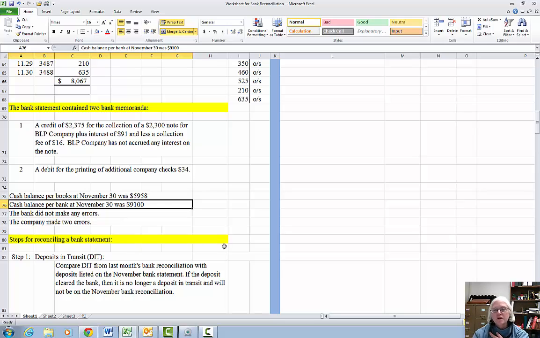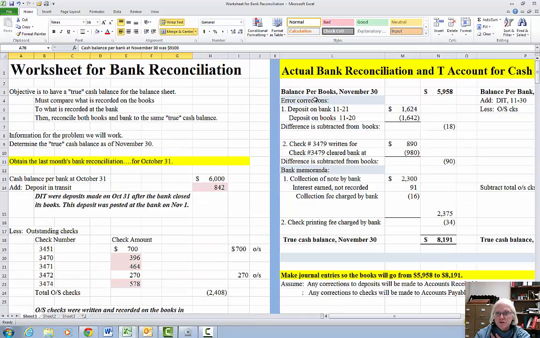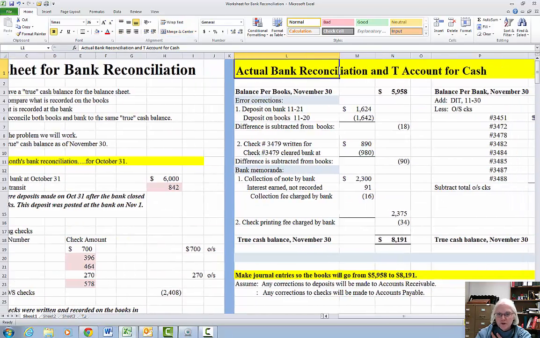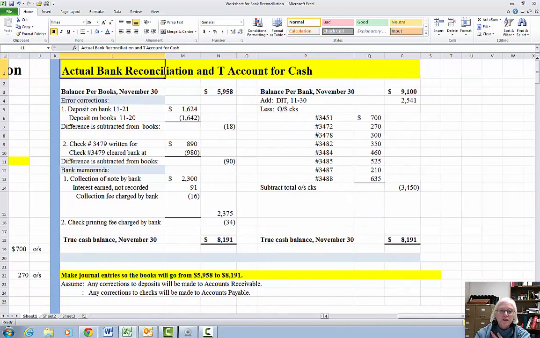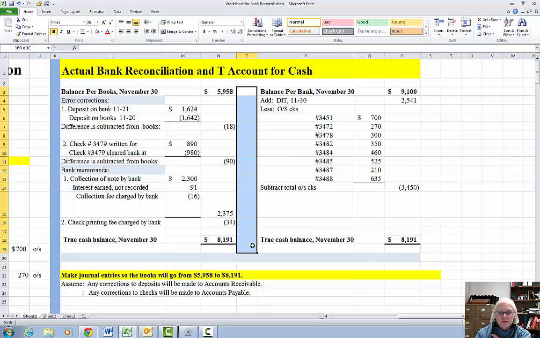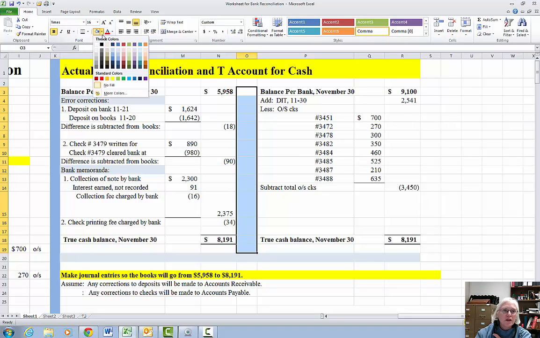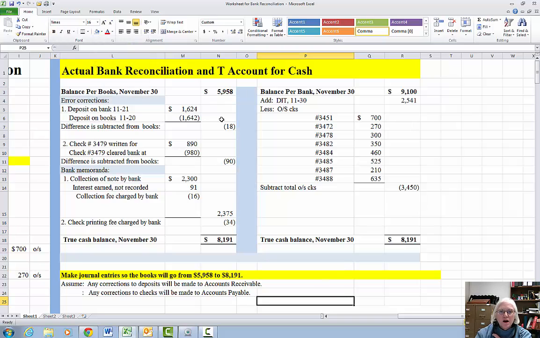Okay, so now we're ready to move to the right side of the blue line, and we can go ahead and make our actual bank reconciliation. So on one side, let me put a nice little blue line in here if I can. On this side of this wider blue line, we have balance per books at November 30th, $59.58. On the right hand side, we have balance per bank November 30th at $9,100.